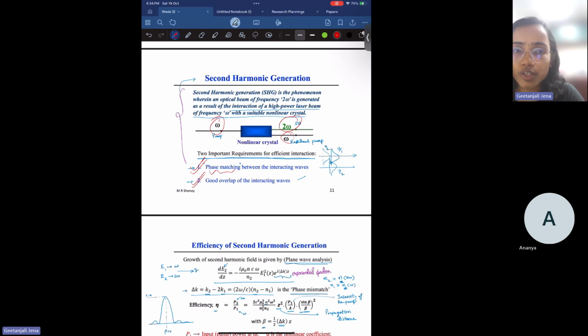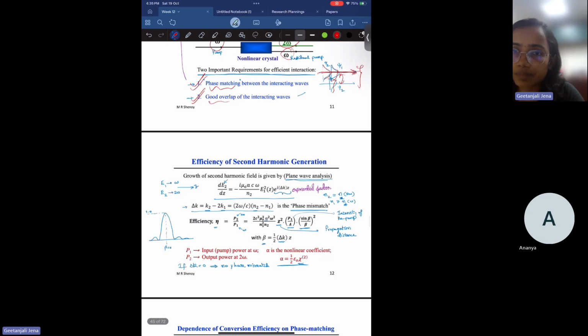So phase matching, what do you mean by phase matching? Phase matching means the phase velocities of these interacting waves should match with each other so that they will have efficient interaction. And overlapping, as was said in the lecture, if two waves are like this, one like this and one like this, then the interaction is much less than the interaction where the two waves propagate in the same direction along the same line. So let us see how we can quantify the efficiency of second harmonic generation.